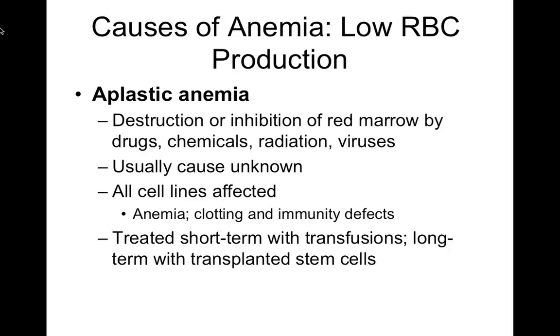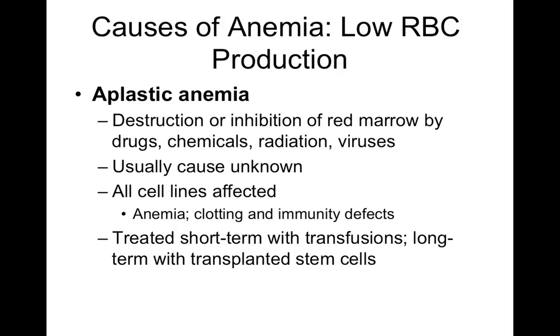Yeah, he's too good. Aplastic anemia, guys, is due to destruction of red bone marrow by drugs, chemicals, radiation, or viruses. It can be due to unknown causes as well. With aplastic anemia, all cell lines are affected, not just the myeloid stem cell line, but also the lymphoid stem cell line. So not only will you see a destruction of red blood cells, but also other blood elements, so platelets and leukocytes and that kind of stuff. This can be treated short-term with transfusions. Otherwise, in the long term, you would need to replace that damaged red bone marrow, right?